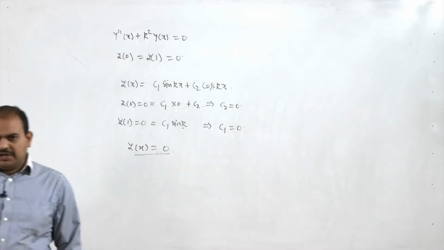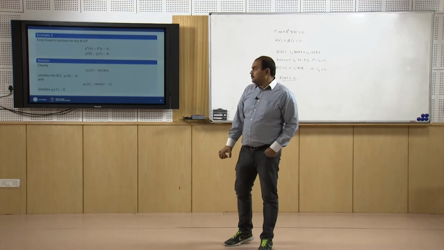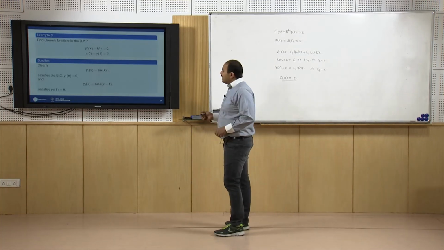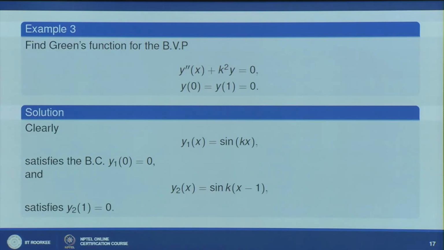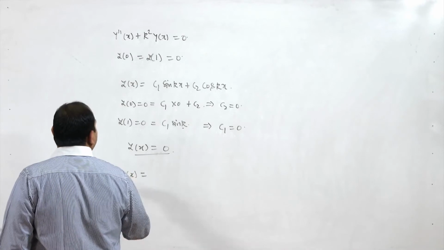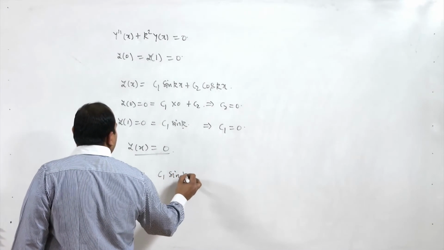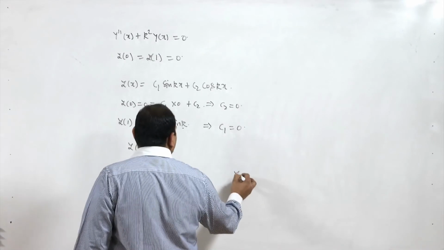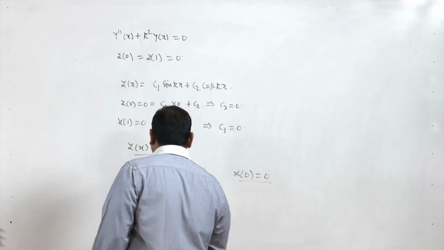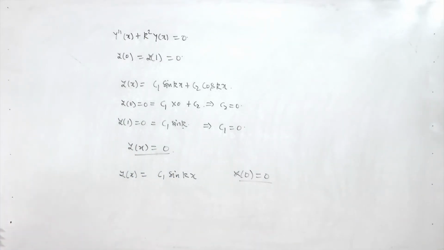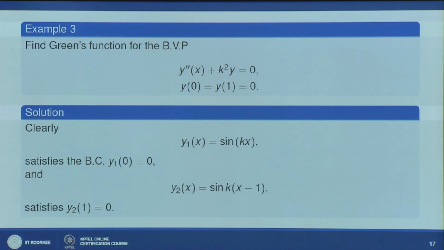Now we can proceed to find the Green's function for this particular problem. To start with, let us take one solution. We already know that y(x) = c1 sin(kx) is a solution which satisfies the condition y(0) = 0. So let us take y1(x) as sin(kx), which satisfies the boundary condition at x = 0. Now take another solution y2(x) which satisfies the boundary condition at the end, x = 1. So I can take sin(k(x - 1)).